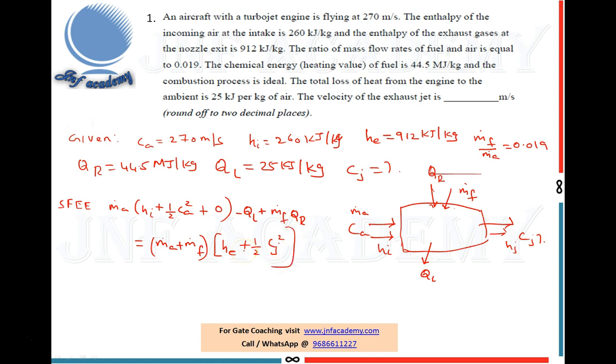Now if you see this equation, we know almost everything except CJ. HI we know, CA we know, QL we know, m dot F by m dot A is given, so from there we can calculate QR term easily. HE is also known. The only unknown is CJ. So let's do that CJ calculation here, and rewrite the steady flow energy equation in a convenient form now.